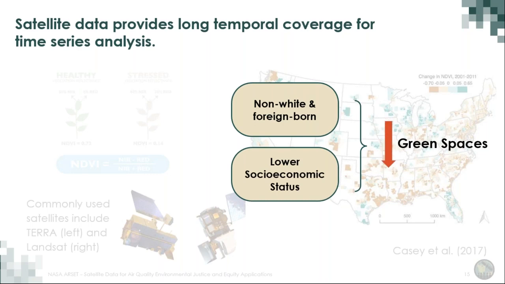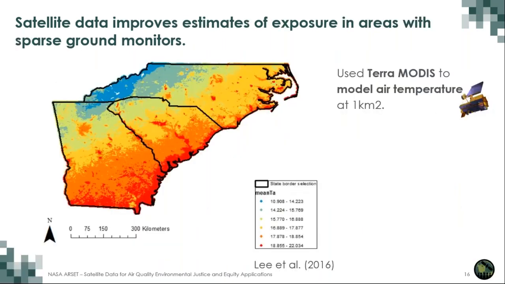Studies can thus show large-scale and long-standing disparities in distribution and access to green space for certain population groups, such as those that are non-white, foreign-born, and/or of lower socioeconomic status. Other studies benefited from using satellite data measurements in areas that have sparse ground monitors.